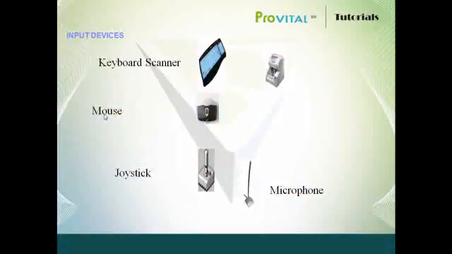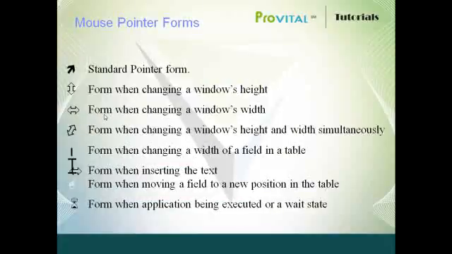Now we are going to talk about the input devices. Keyboard, scanner, mouse, joysticks, microphone, etc. are the input devices. Mouse pointer forms. You have seen the mouse pointers: the standard pointer form, the form when changing a window's height, the form when changing the window's width, the form when changing the window's height and width simultaneously, the form when changing the width of a field in the table, the form when inserting text, the form when moving a field to a new position on the table, and the form when an application is being executed or in wait state.